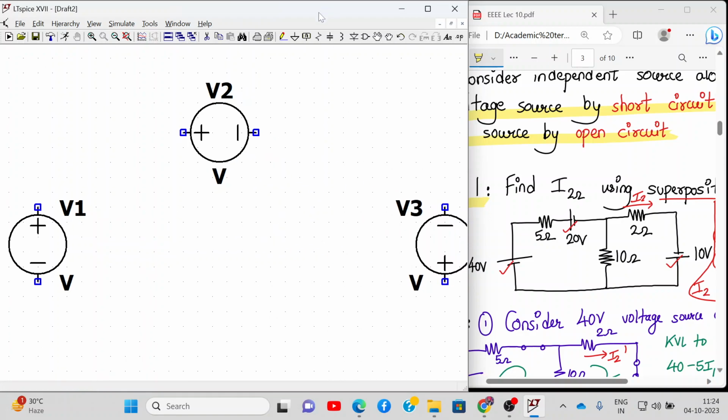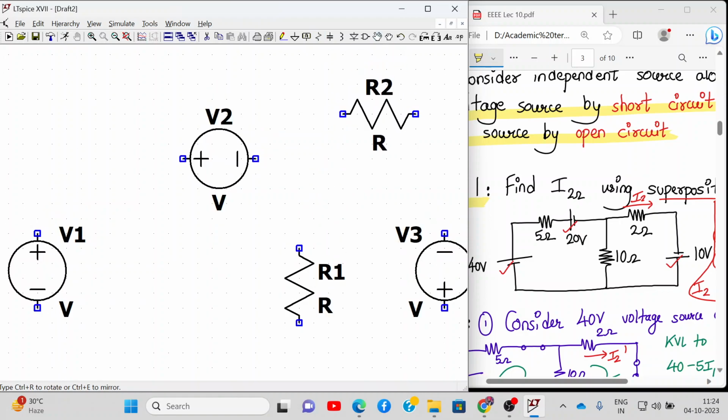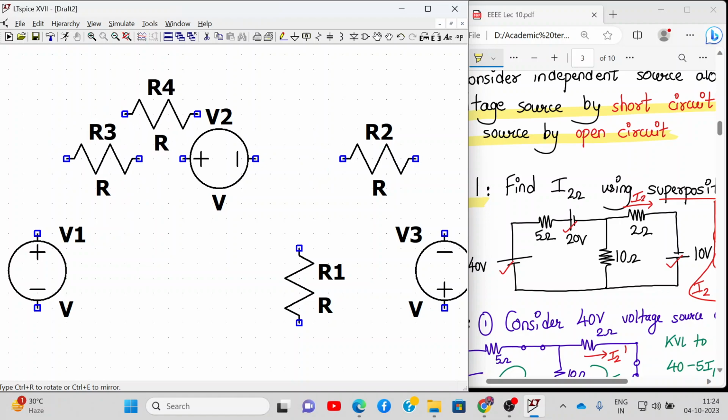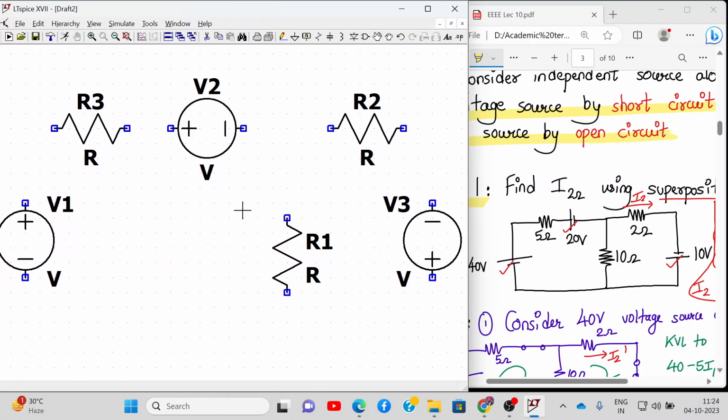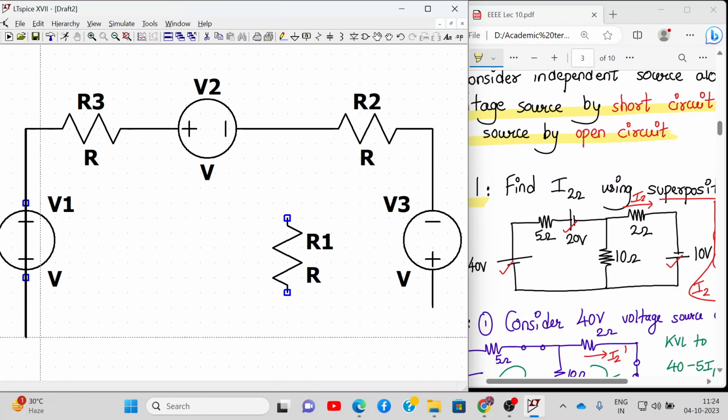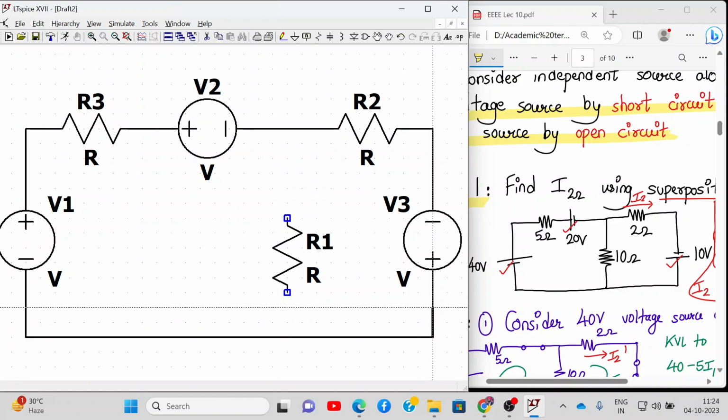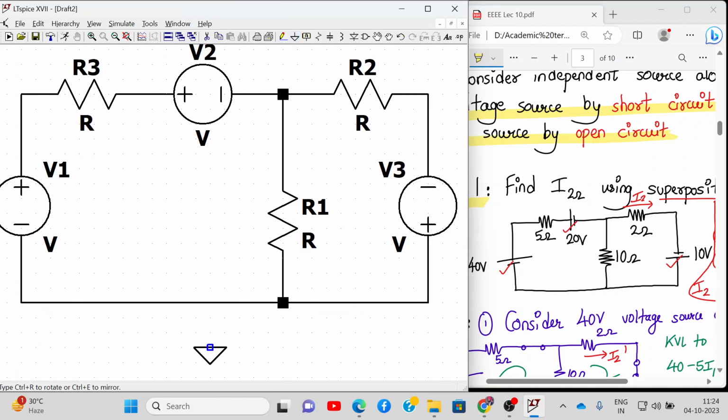Now we need to connect the resistors. So we have one resistor over here, another over here, and another over here. Alright. So we are making the circuit with all the components and we are checking the current flowing through the 2 ohm resistance. Let us check whether it's coming out to be the same as what we got from the superposition theorem. We need to add one ground also. Without it, it won't give the result. So we have connected it to the ground.